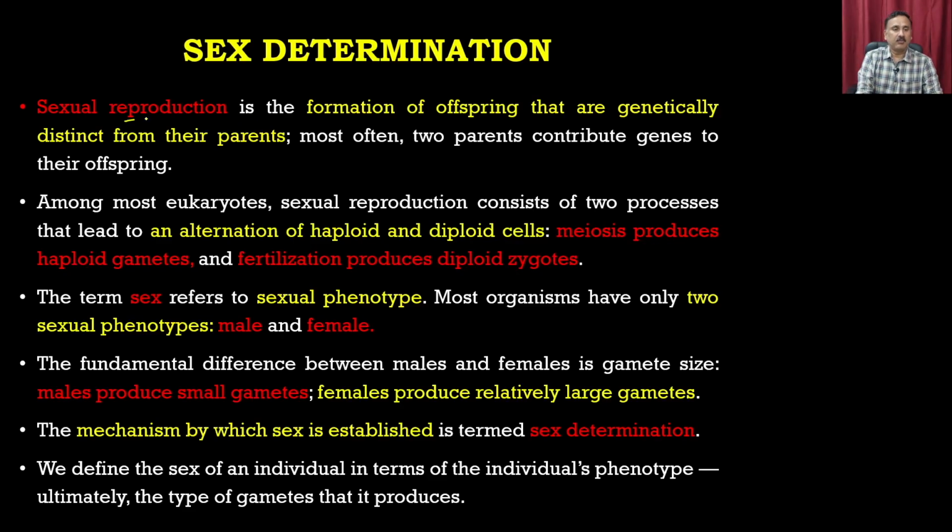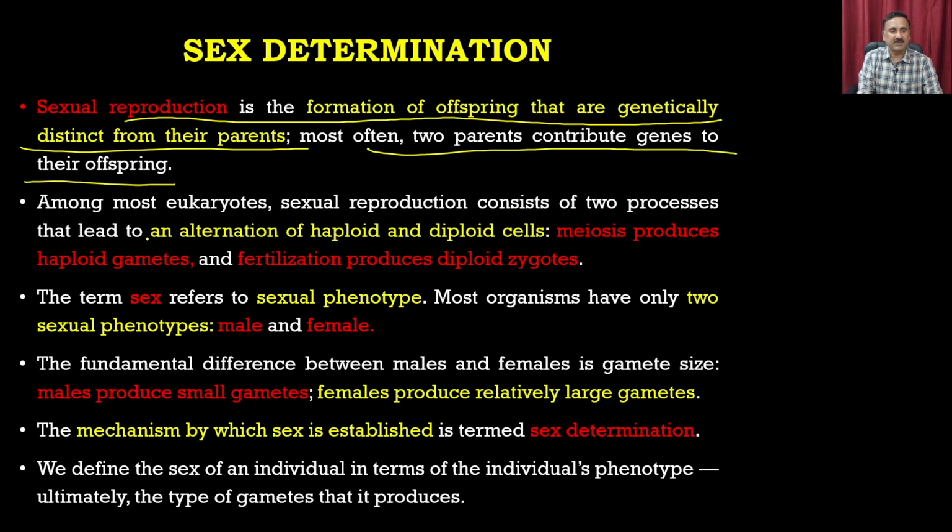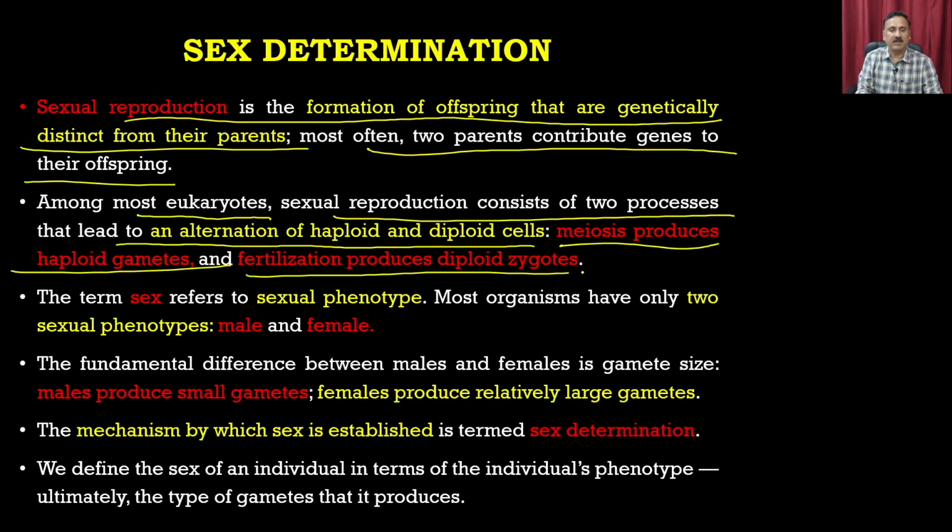Moving on to the next topic, which is sex determination in organisms. Sex determination has always been controlled by the sex chromosome, right? Sexual reproduction is the formation of offspring that are genetically distinct from their parents. Most often two parents contribute genes to their offspring, right? Among most eukaryotes, sexual reproduction consists of two processes that lead to the alternation of haploid and diploid cells. Meiosis produces the haploid gamete, and fertilization produces the diploid zygote.